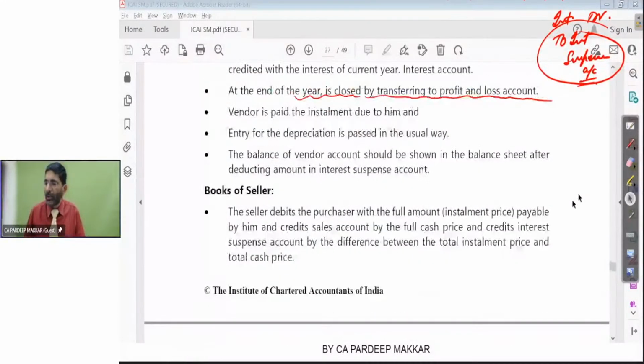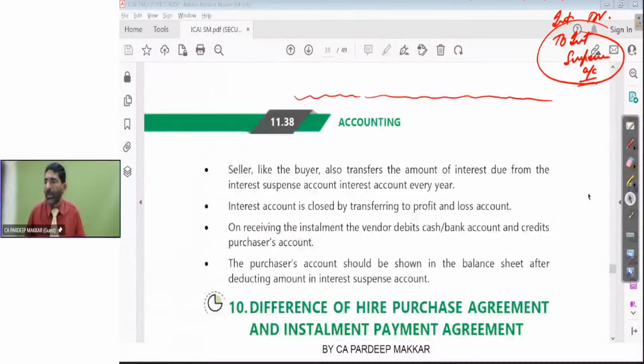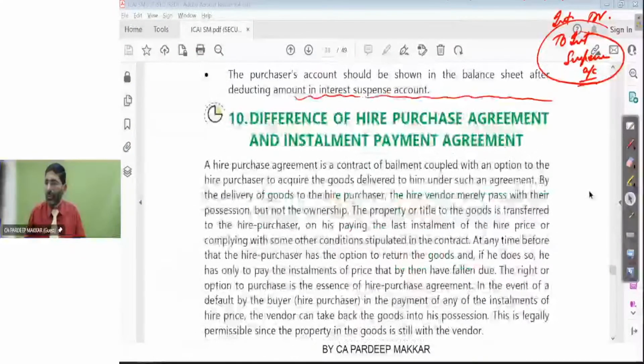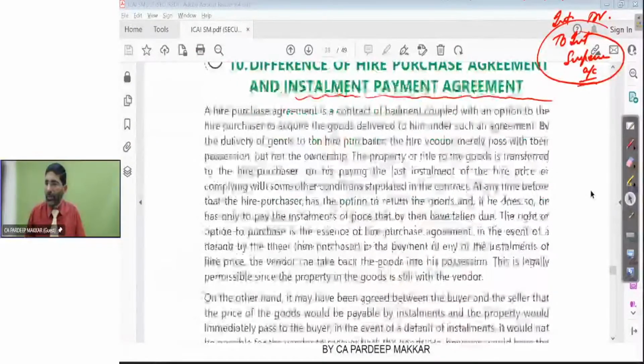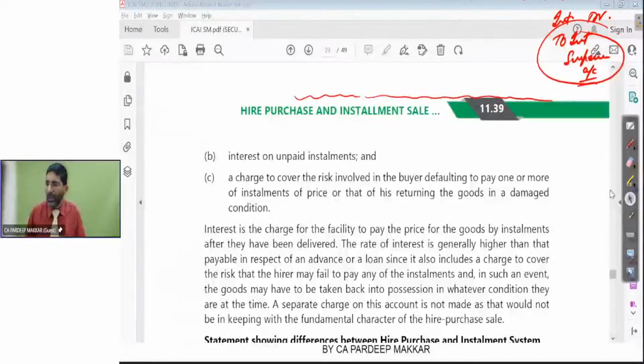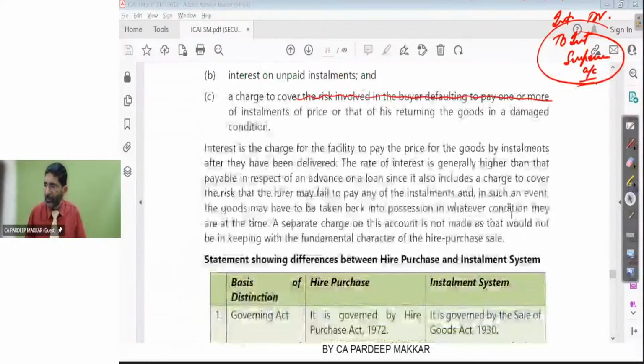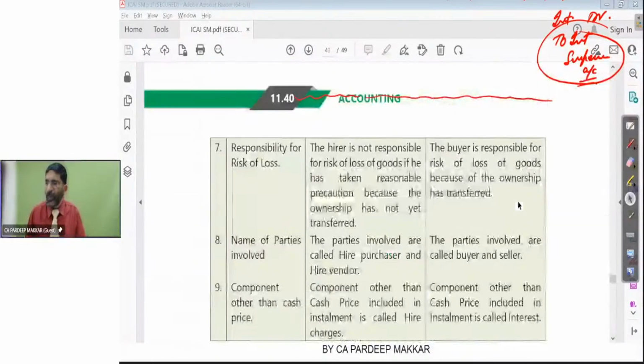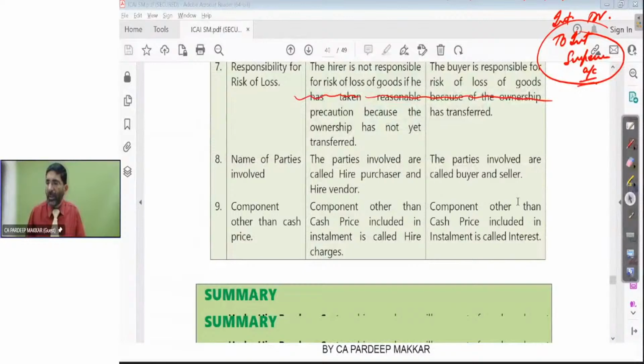In the books of the seller also, a similar thing is there. Interest suspense account is used, nothing else. So this method is a theoretical method, not a practical method. You can just read it from the book, nothing else. The theory part is important, but for the practical part it is not important.